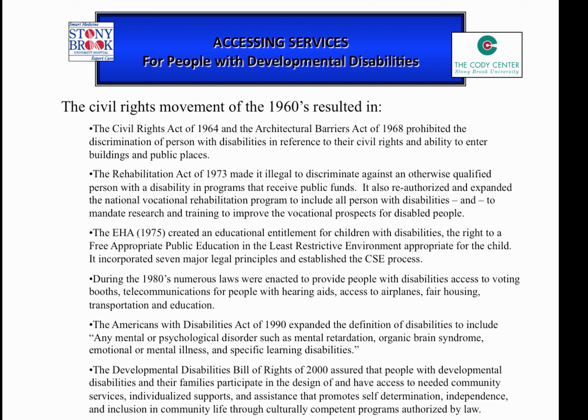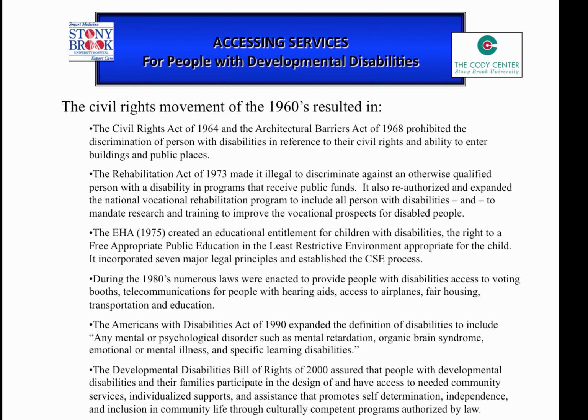Further, the Americans with Disabilities Act of 1990 expanded the definition of disability itself to include any mental or psychological disorder such as mental retardation, organic brain syndrome, emotional or mental illness, and even specific learning disabilities.